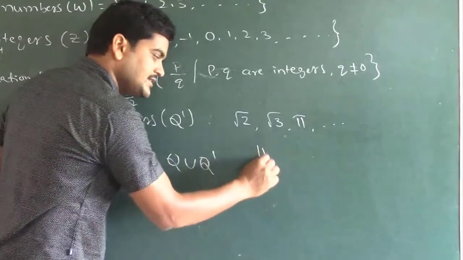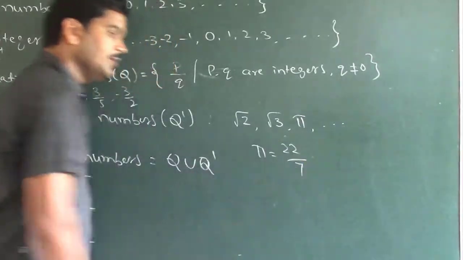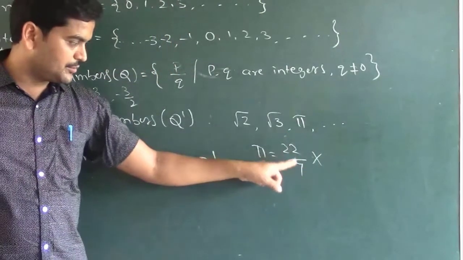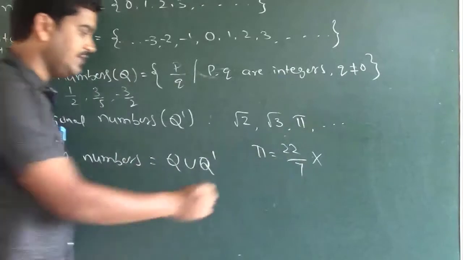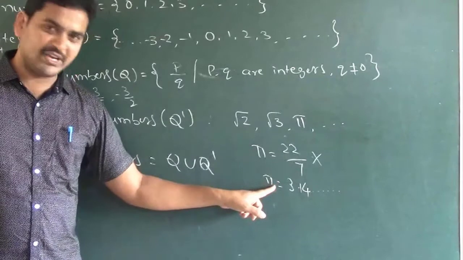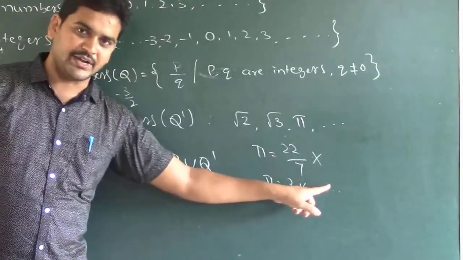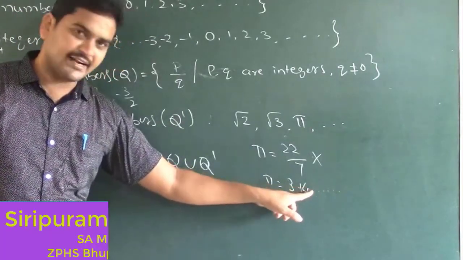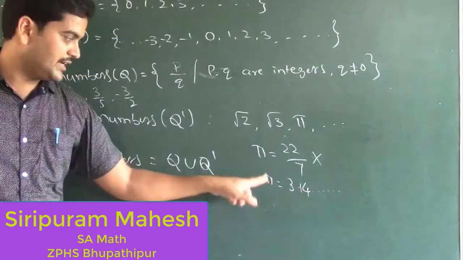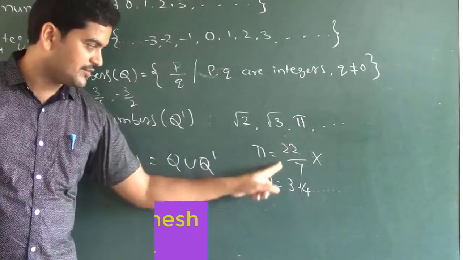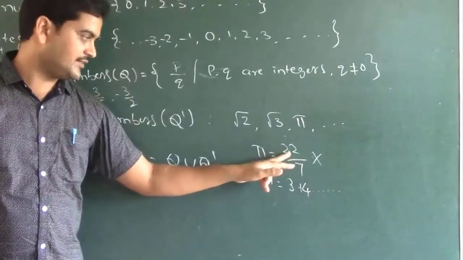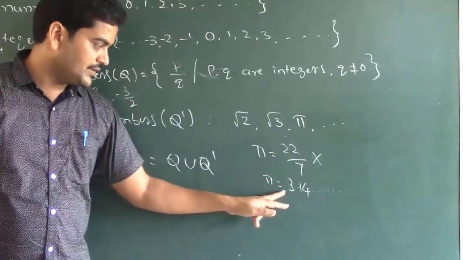Generally we take pi is equal to 22 by 7, but it is not a rational number, because the value of pi is 3.14 and so on. That is why it is a non-terminating, non-repeating decimal, so pi is irrational. We take the value of pi as 22 by 7 only as an approximate value, not the exact value. That is why pi is an irrational number.